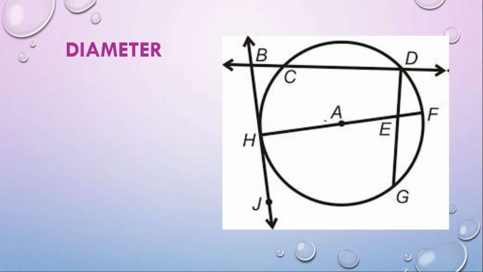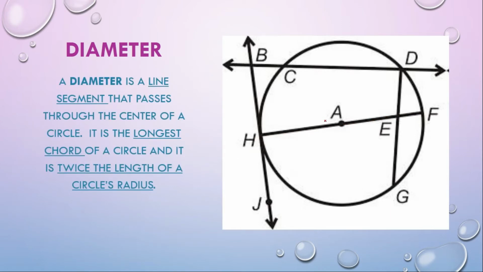Next, we have diameter. A diameter is a line segment that passes through the center of the circle, and it is considered the longest chord. And it is also twice the length of the radius. So itong diameter, ito yung basis mo para magkaroon ka ng semicircle. Your diameter now is line segment HF or line segment FH.